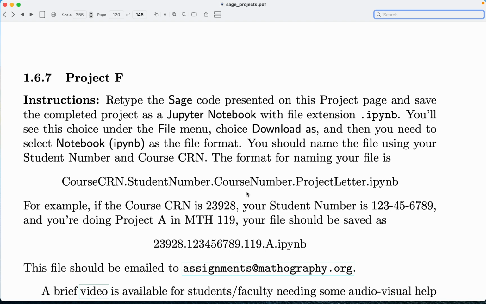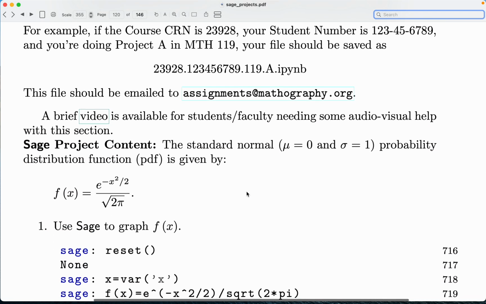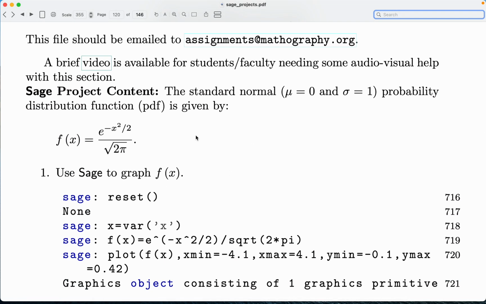Okay, we're in Project F, and this is Math 122, and we're doing Sage. The claim over here is they give you what's known as a standard normal curve, and this is the curve right over here, with the understanding that the mean is 0 and the standard deviation is 1.